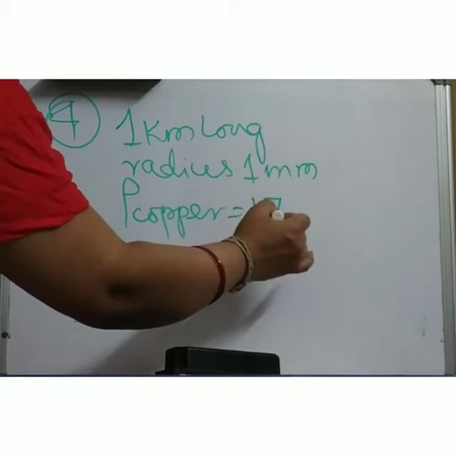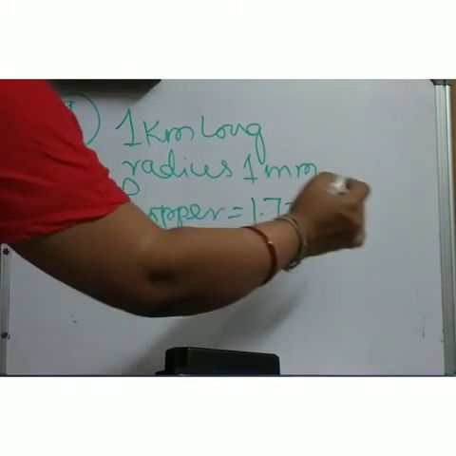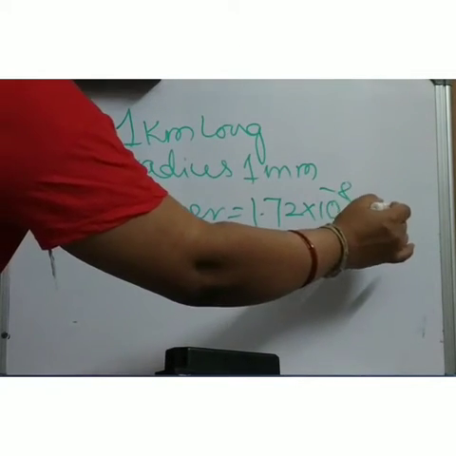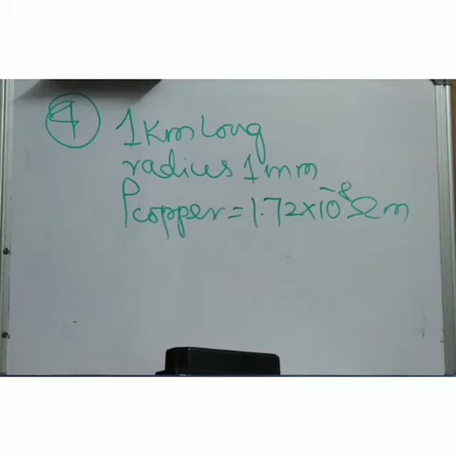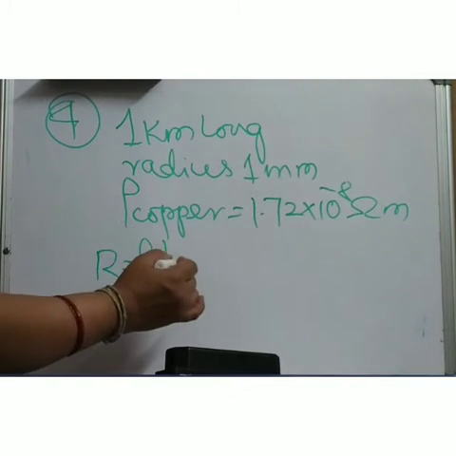The resistivity of copper is 1.72 into 10 to the power minus 8. What is the unit of resistivity? Ohm meter. So this much data is given, and you have to calculate the resistance now. I think it is easy, it is direct, just a matter of calculations. You know the formula of resistance, R is equal to rho L by A.